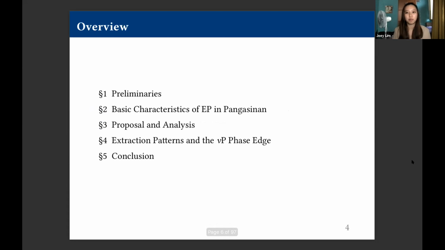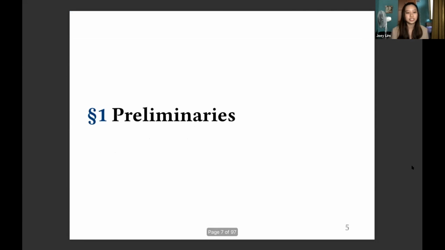Here's an overview of what I'll be looking at today. I'll start with some preliminaries with the language, and then we'll look at some basic characteristics of external possession in Pangasinan. Next, we'll look at a proposed analysis, and we'll look at extraction patterns before concluding the presentation. Let's start by looking at some preliminaries in the language.